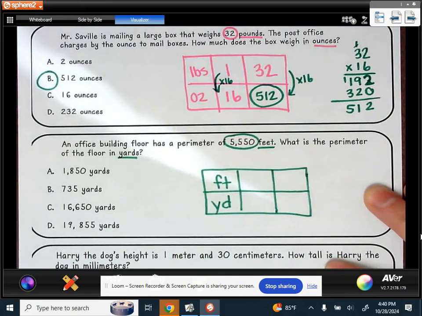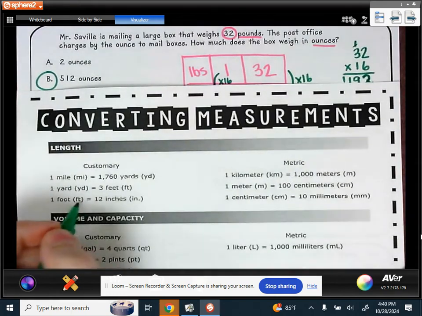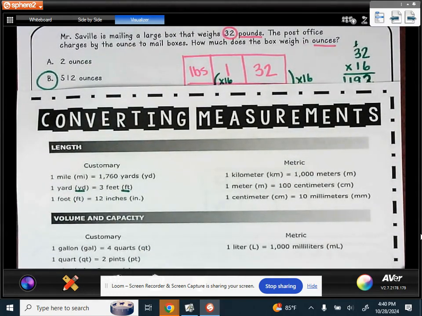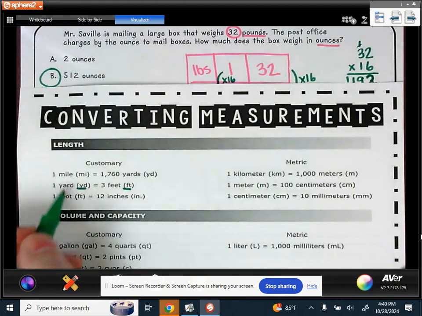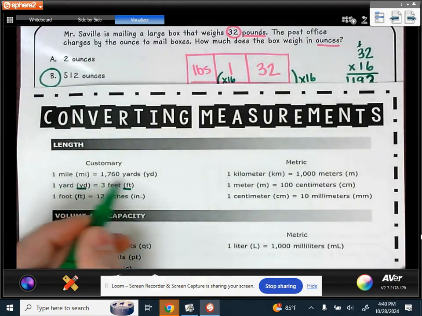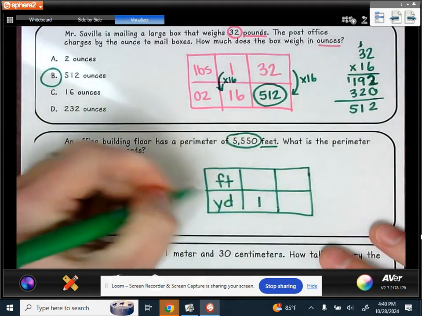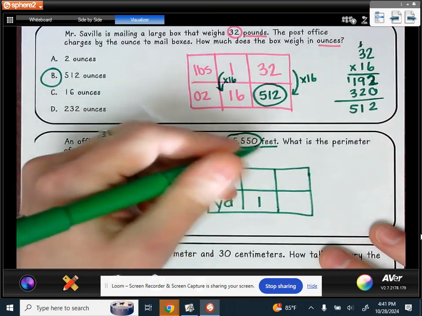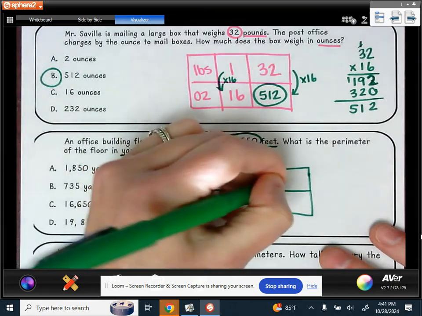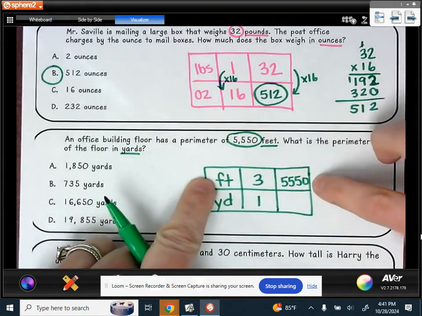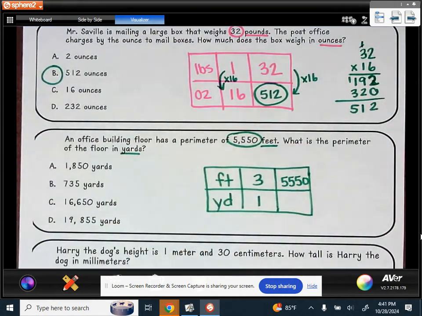And again, if I look at my chart, I'm getting those abbreviations from the chart. Yards is YD, feet is FT. And right here is my conversion rate. 1 yard equals 3 feet. 1 yard, notice I started with yard because that's what the 1 goes with, equals 3 feet. And then I can put the number from the problem, which was feet. So it goes by feet.